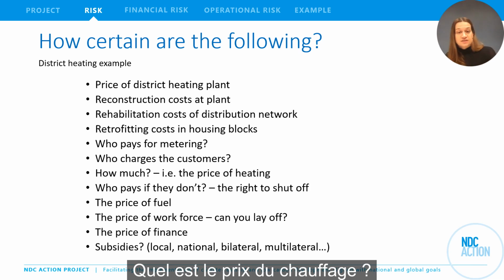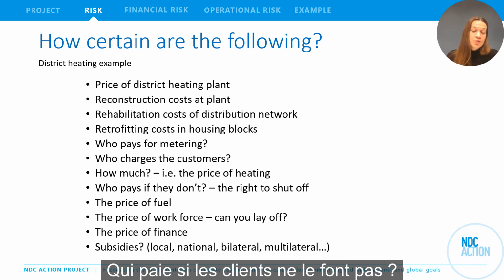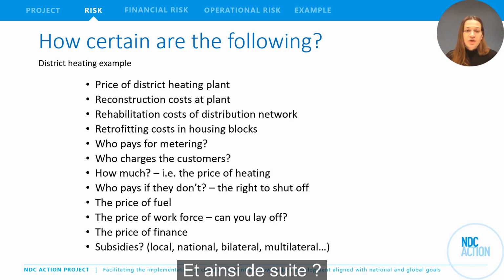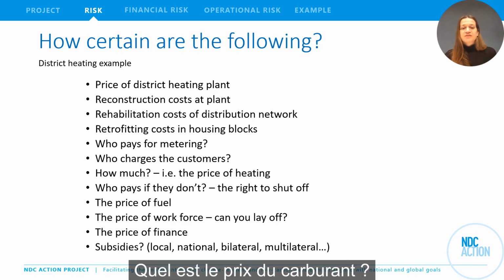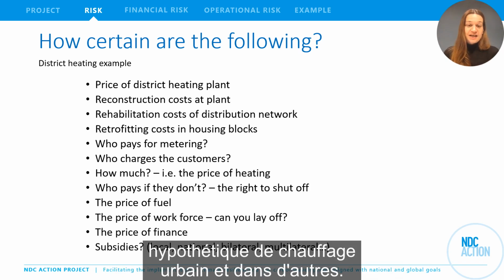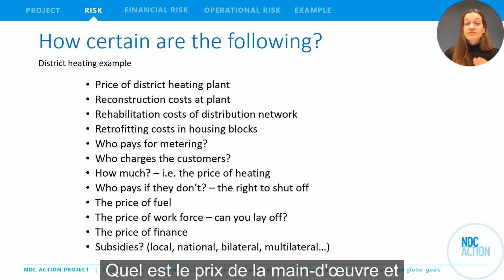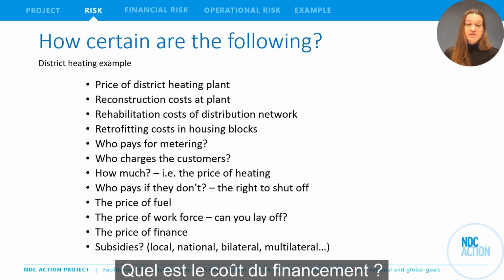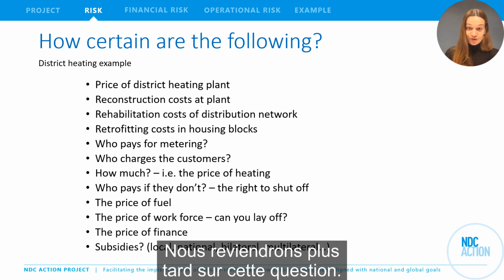how much is the price of heating, who pays if the customers don't, is there a right to shut it off, and so on. What is the price of fuel? All of these are things that you need to consider in our hypothetical district heating project and in others. What's the price of the workforce and what labor laws govern their employment? What's the cost of financing? More on this issue later.